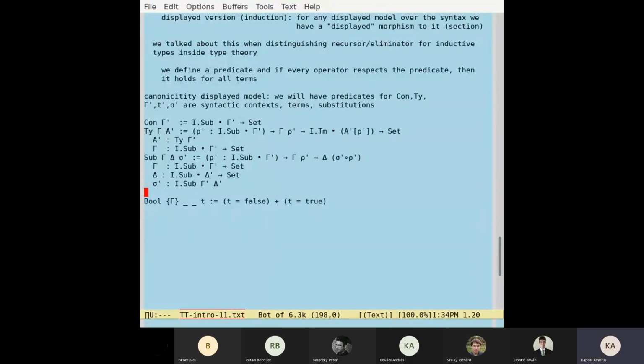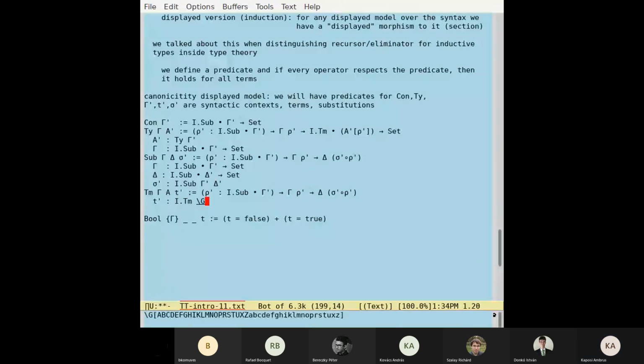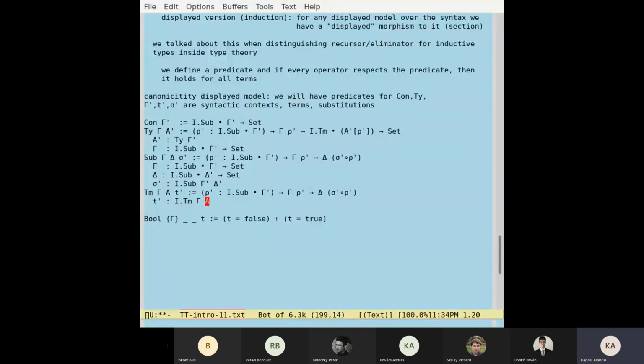And then for terms, we basically say the same. We say that terms respect the predicate. So now we have a T prime term, and T prime is some arbitrary term in a context gamma prime of type A prime, okay?